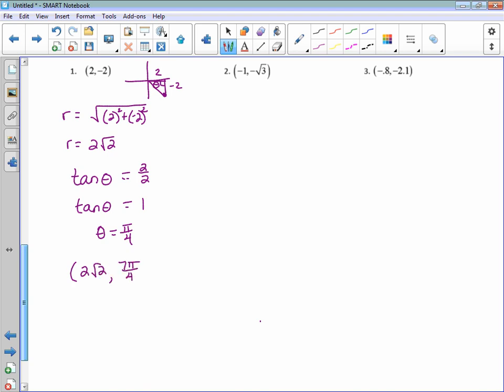Why is it 7 pi over 4? Because it needs to be quadrant 4. Yes. Okay, that makes sense. Let's do the rest of them. All right. Try number 2 for me. Don't do 3 yet. Try 2.